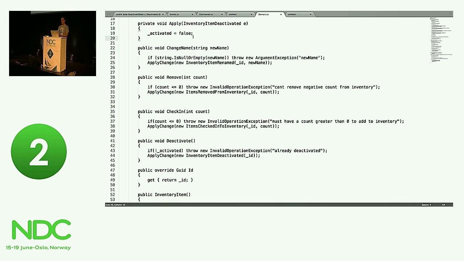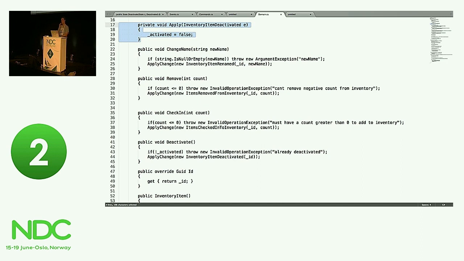So I'm curious, can anybody tell me what the parameters to this method are? It takes one event, an inventory item deactivated. Does it have any other parameters? This. Yes, there's actually a hidden parameter here. He's hiding. We don't like to talk about him. The C# compiler talks about him a lot. If I want to do it properly, it'd be inventory item this. And he returns void because he mutates.